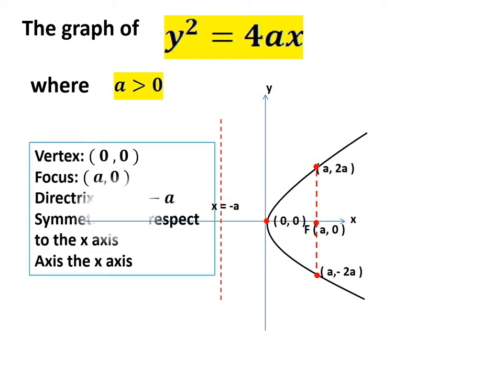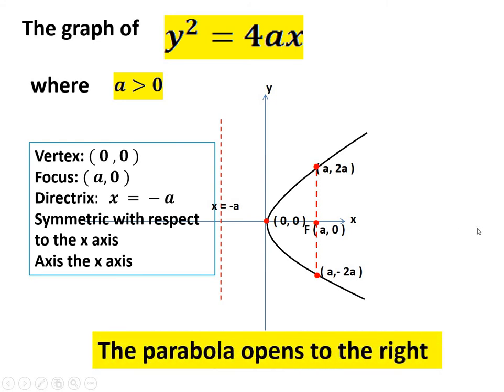Okay? So the definitions are the given. In here, we have the vertex (0, 0). The focus is at (a, 0). And your directrix is the negative of a. So you just count the units, that must be equal. Okay? And this is a, 2a. And this is a, negative 2a. So up and down. Okay? Symmetric with respect to the x-axis, and the axis is your x-axis. Okay, and the parabola opens to the right.